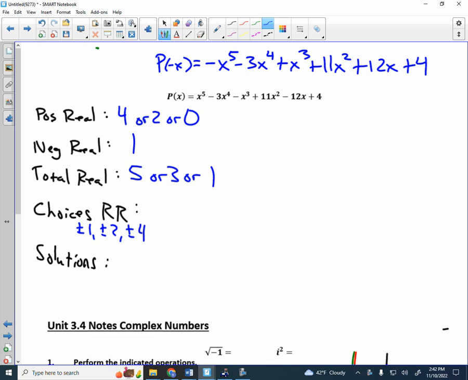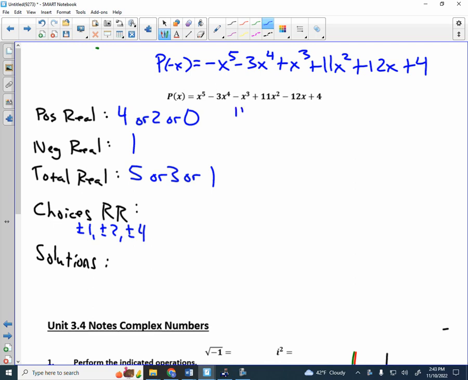1 minus 3. Negative 2 minus 1. Negative 3 plus 11. 8 minus 12. Negative 4 plus 4. 0. Looks like 1 works, doesn't it?